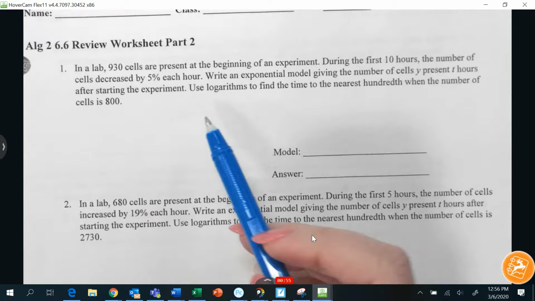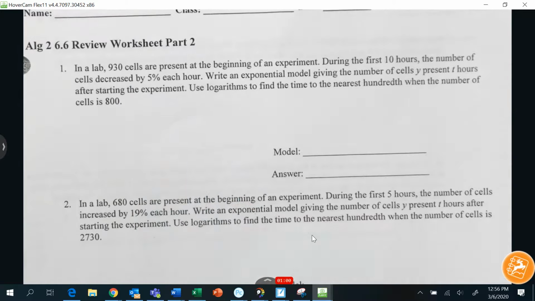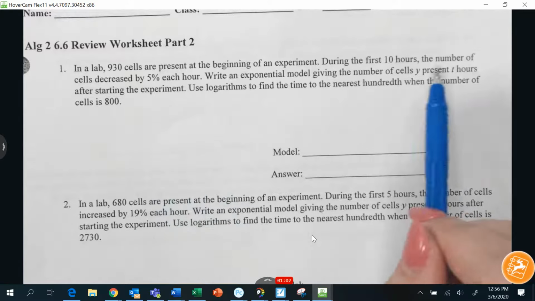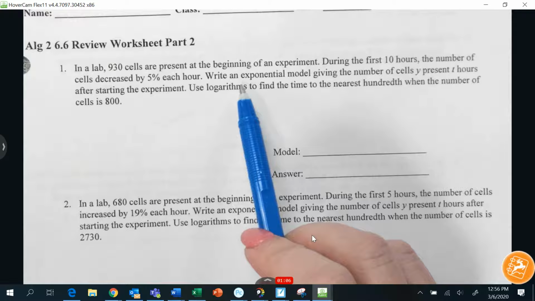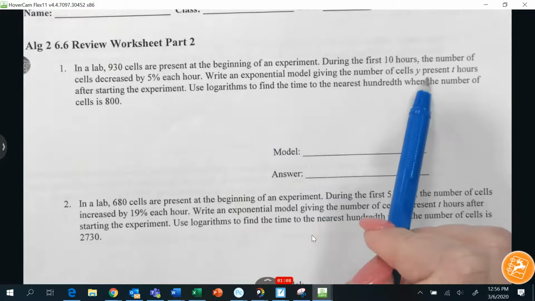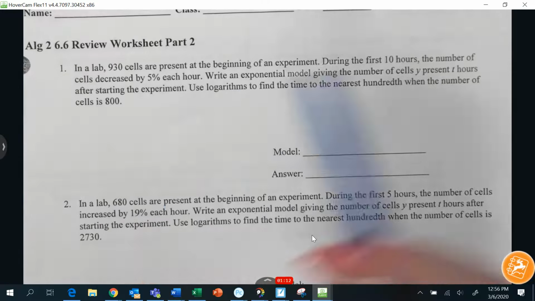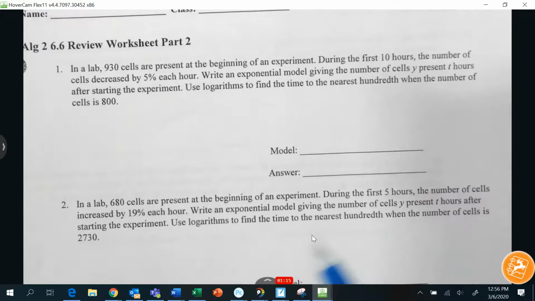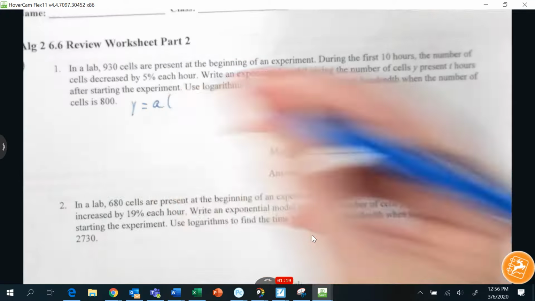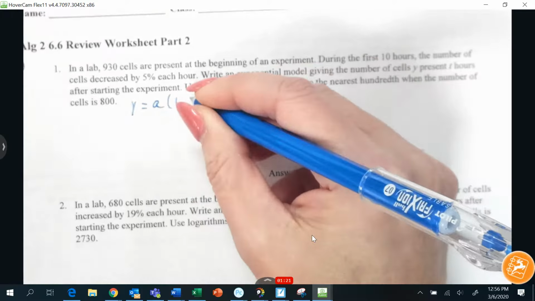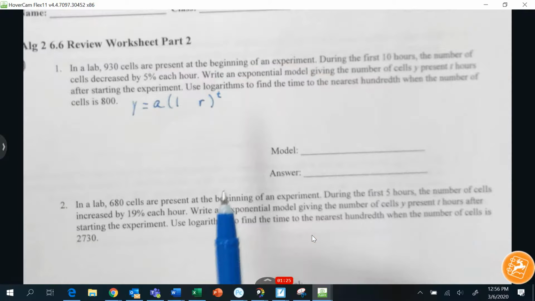So in a lab, 930 cells are present at the beginning of an experiment. During the first 10 hours, the number of cells decreased by 5% each hour. Write the exponential model for the number of cells, y, present t hours after starting the experiment. So we're going to do the model first. We have seen this formula: you either have 1 plus or 1 minus the r, and then you.